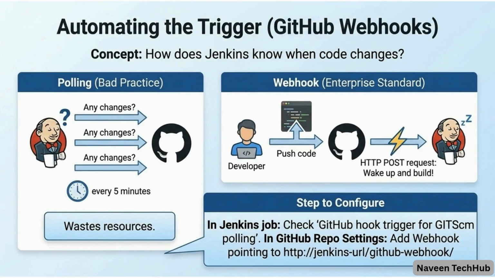Now we need automation. We don't want someone manually clicking Build Now after every Git push. One option is polling, where Jenkins repeatedly asks GitHub whether something changed, but that wastes resources. The better approach is a webhook. When a developer pushes code, GitHub immediately sends an HTTP request to Jenkins, and Jenkins starts the pipeline. That gives us event-driven CI.